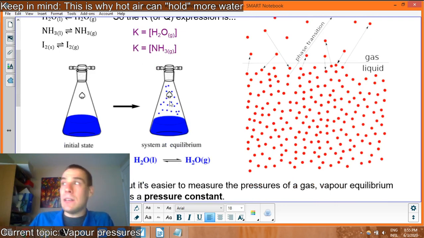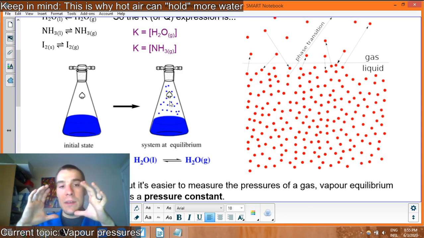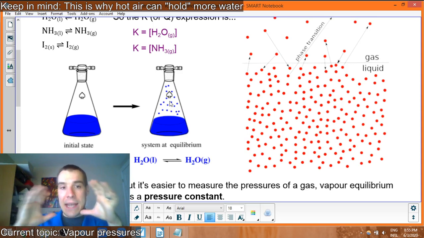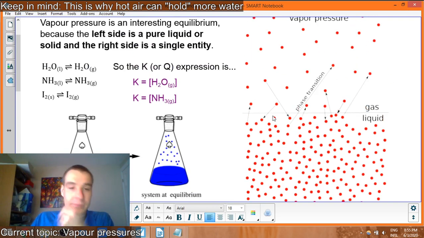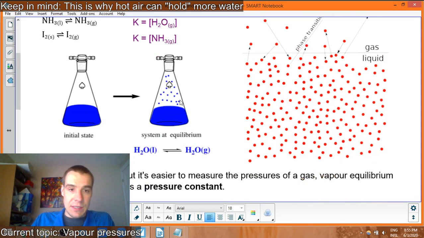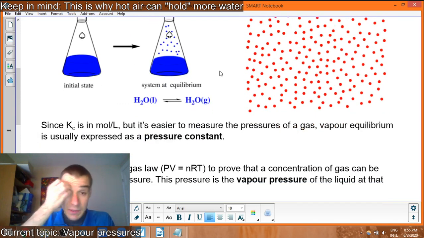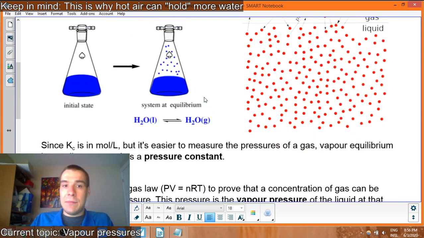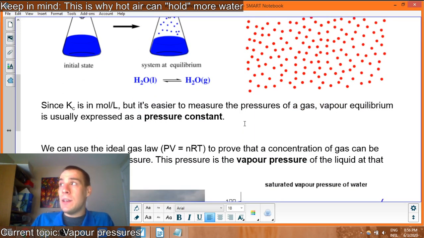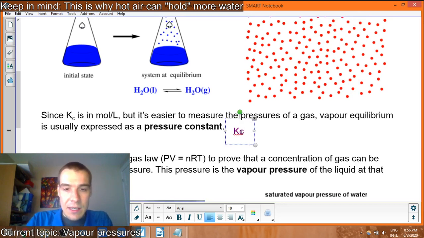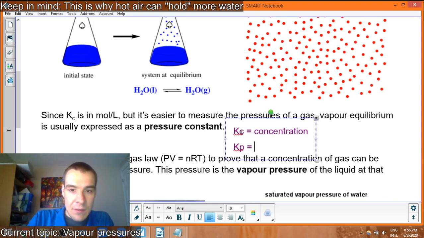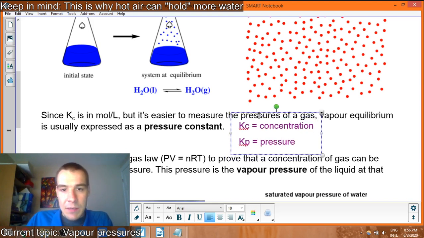So you have a closed container, at a certain temperature, there will be a known quantity of water vapor, water molecules in gas form up there in the gas because of this equilibrium where it transits between the phases. It's in moles per liter, but it's easier to measure the pressures of gas. So usually we use this as a pressure constant, which is instead of Kc, which is concentration, you'll see Kp, which is pressure. Kp is pressure.